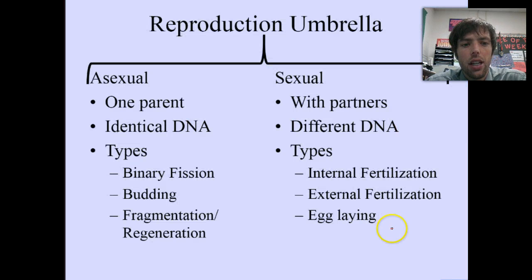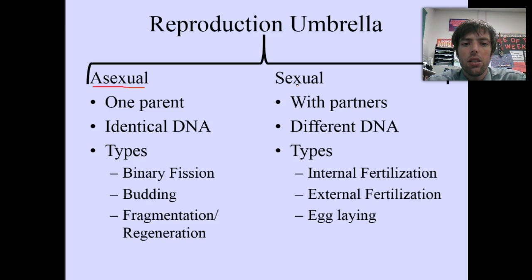Now let's quickly review this umbrella that you created on your first set of notes. Over here we learned last time about how asexual reproduction is having one parent, and the one parent just copies their DNA through either binary fission or budding, or through regenerating or breaking off a fragment of themselves. Well, this is to contrast with what we're going to talk about now, which is sexual reproduction.